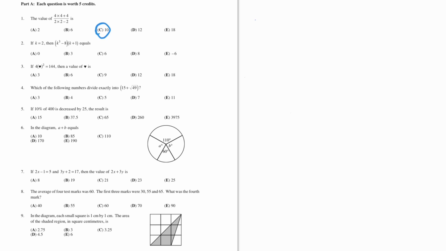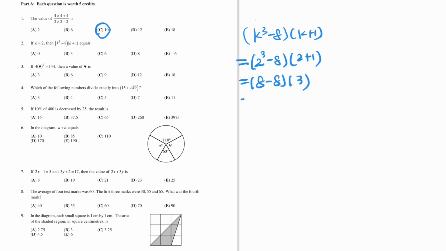Number 2, if k equals 2, then k cubed minus 8 times k plus 1 equals k cubed minus 8 times k plus 1. Plug in k equals 2, that's the 2 cubed minus 8 times 2 plus 1. 2 cubed, that's the 8 minus 8 times 3. 8 minus 8, that's the 0, times 3 equal to 0. So the answer is A.